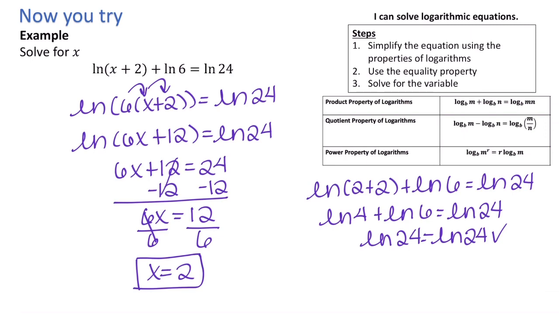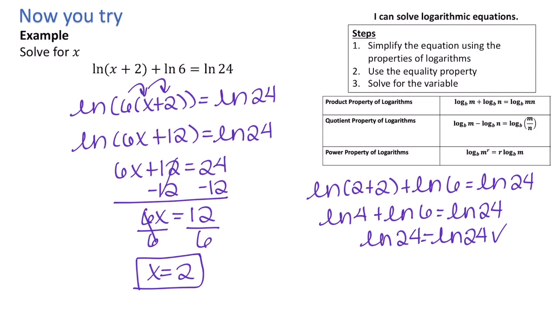In this one, you're going to want to use the product property to combine the terms on the left side. So you'll get the natural log of 6 times x plus 2 equals the natural log of 24. Then if you distribute the 6, you get 6x plus 12. Now that we have one expression on either side, we can say that 6x plus 12 equals 24. Then you solve by subtracting 12 from both sides and then dividing by 6, which gives you x equals 2.